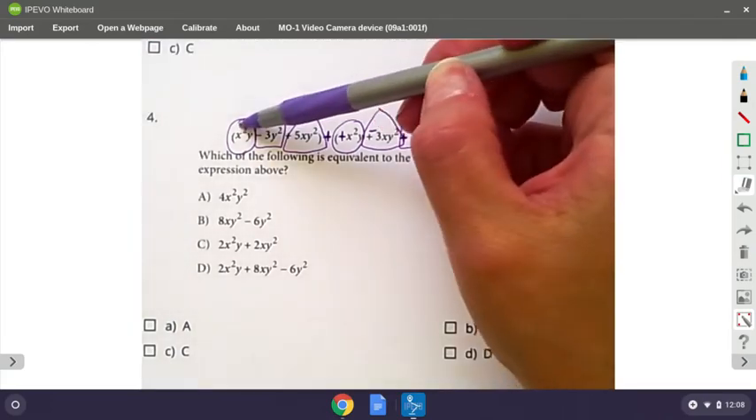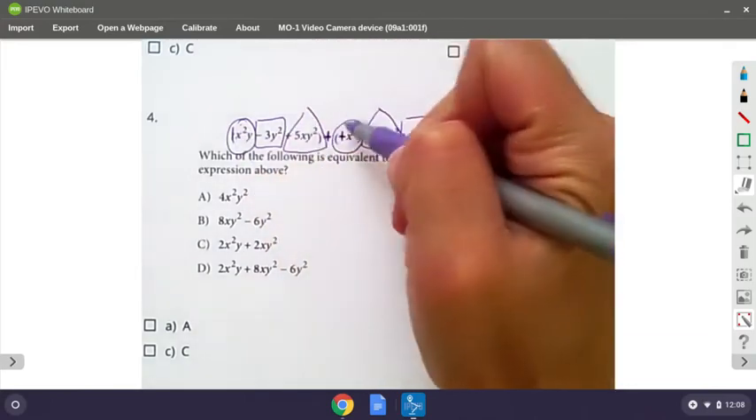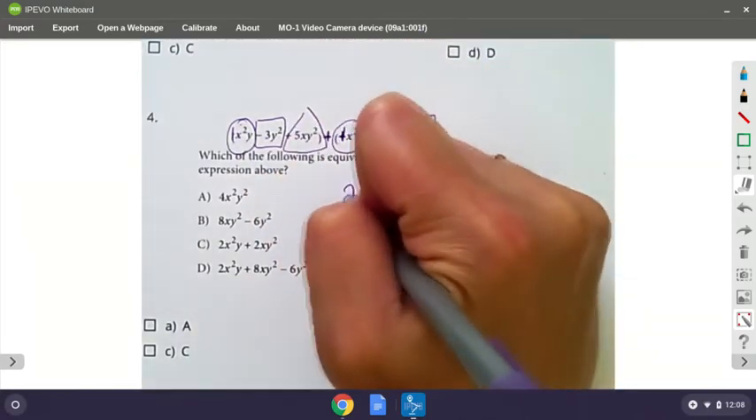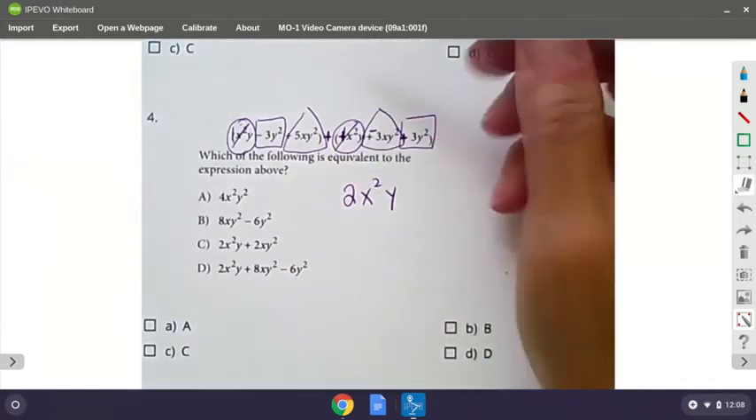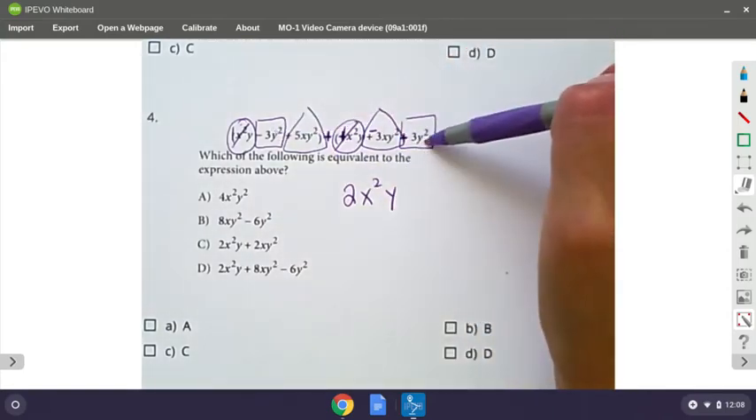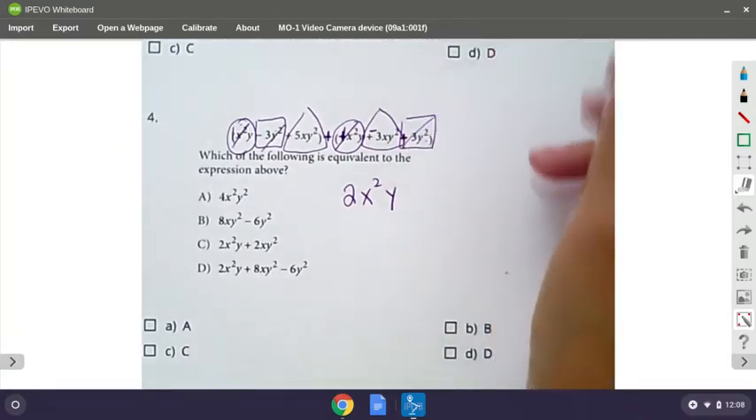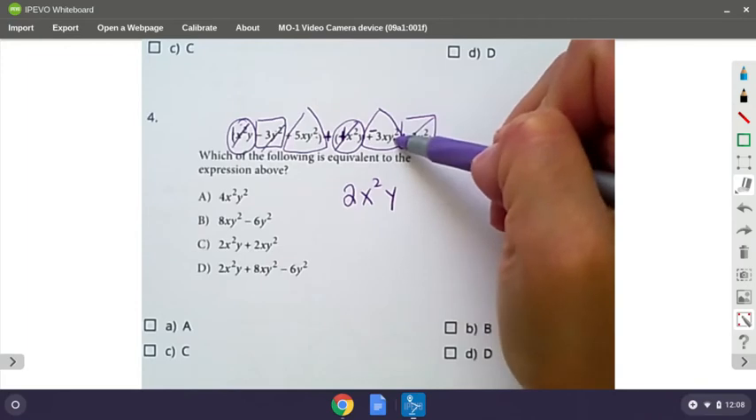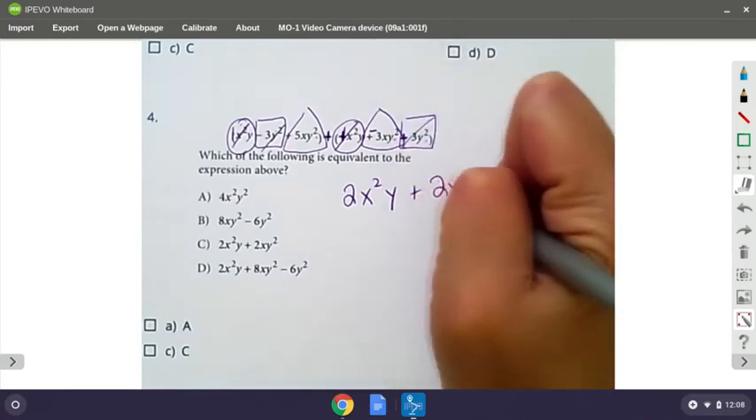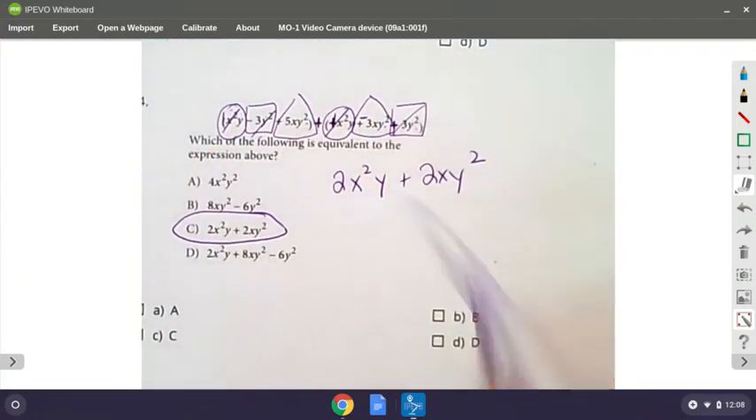So x squared y plus x squared y, you just add the coefficients, which are 1. So that's just going to be 2x squared y. So those are gone. Now negative 3y squared plus positive 3y squared, those would cancel to 0. And then lastly, 5xy squared plus negative 3xy squared would be 2xy squared. And that's it. So that one was C.